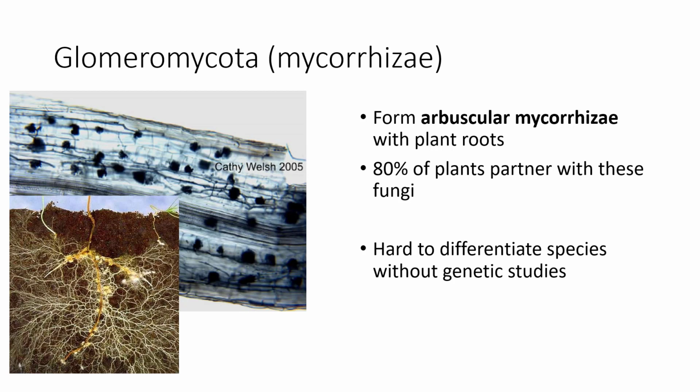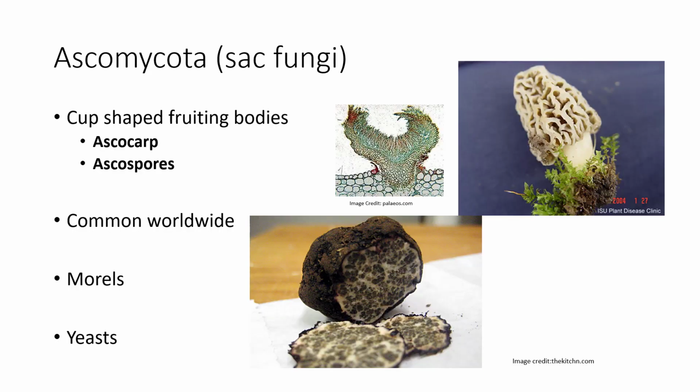with one another. 80% of plants partner with glomeromycota fungi, but it's very hard to tell which species is which because they don't make mushrooms and they don't make really visible things, so you need genetic studies to determine what species are which. The ascomycota are the sac fungi.